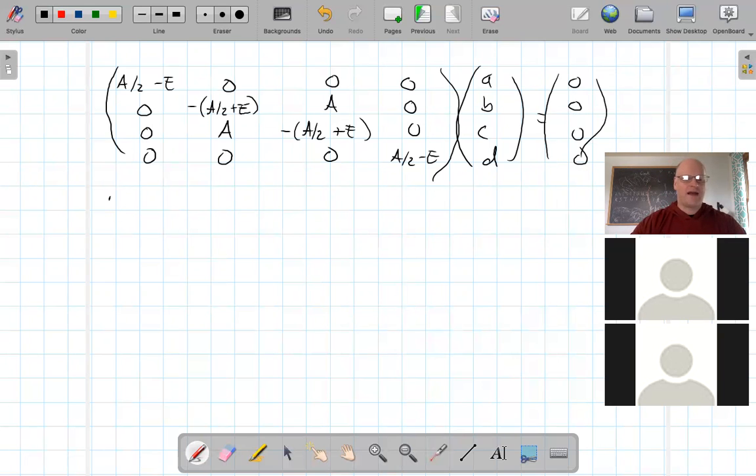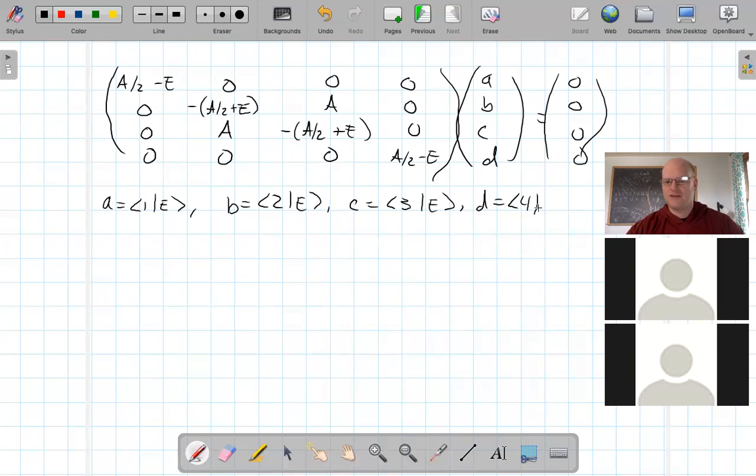So here I'm just writing that A is the inner product between |1> and the energy eigenstate. B is the inner product between |2> and the energy eigenstate. C is then equal to |3> with the energy eigenstate. And then finally, D is |4> with the energy eigenstate. Okay, so good. So let's multiply these out.